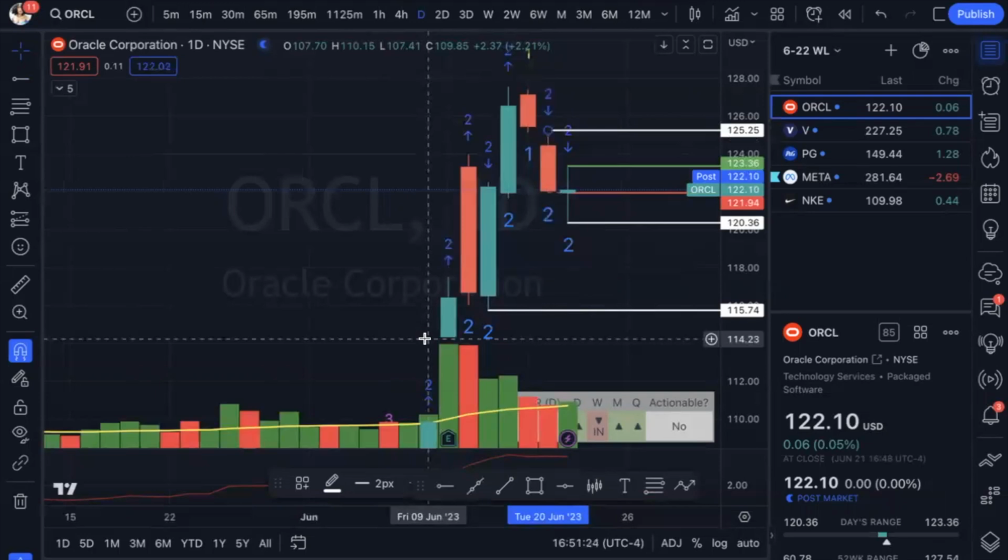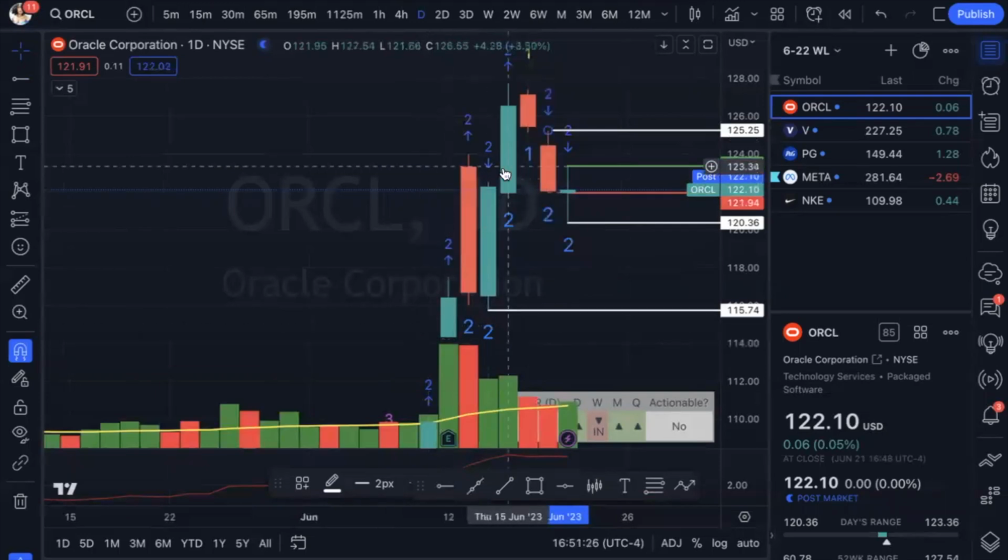Okay, so the way that you map it out, even if it was a 3-2-2, or a 2-2 reversal, the way that you map it out is still going to be off of the 2-2 reversal. Off of the inside candle, the way that you map it out is still going to be off of the inside candle, okay?